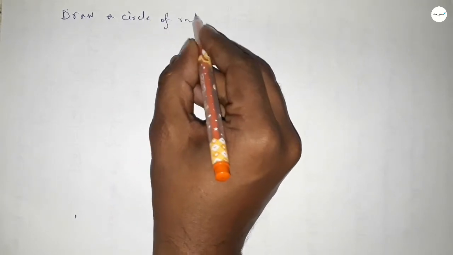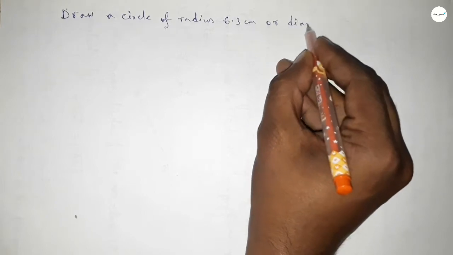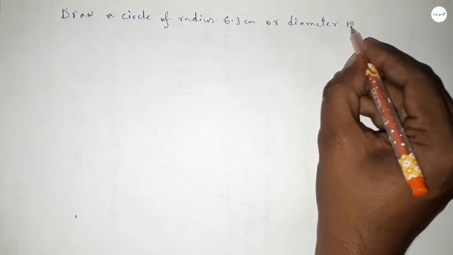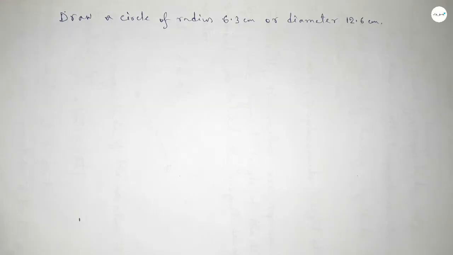Today in this video we have to draw a circle of radius 6.3 centimeter or diameter 12.6 centimeter. So let's start the video.